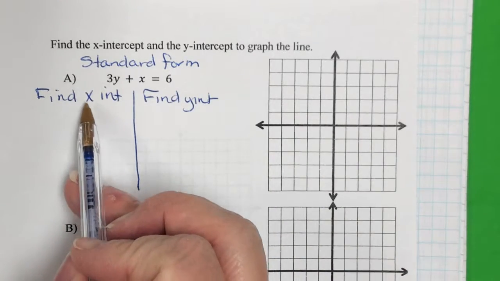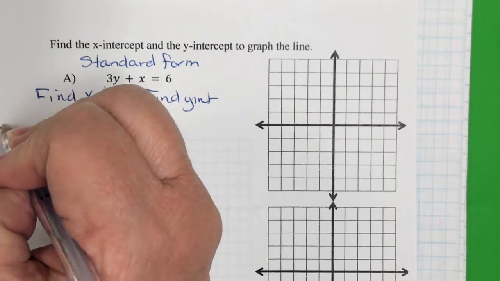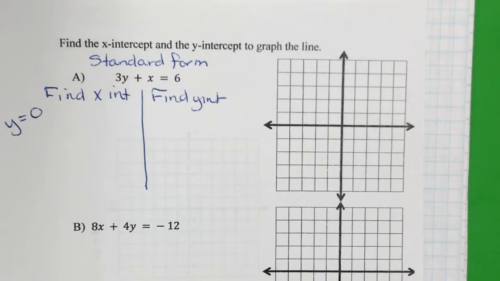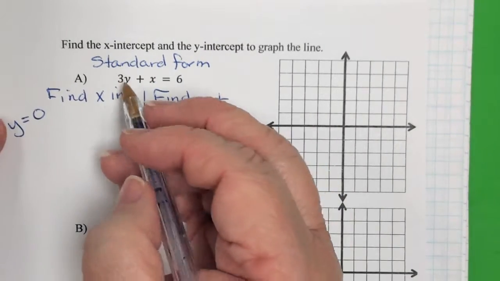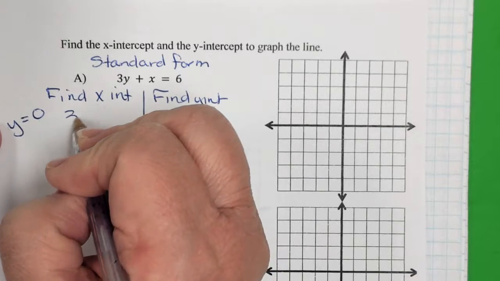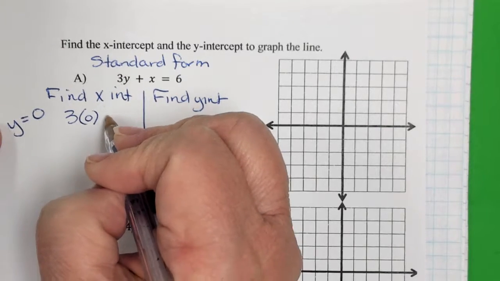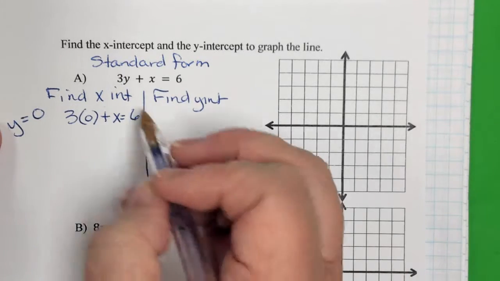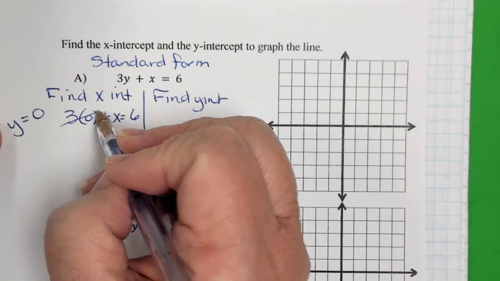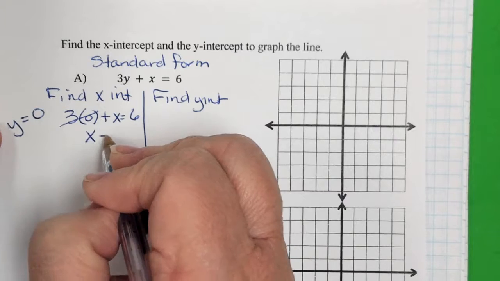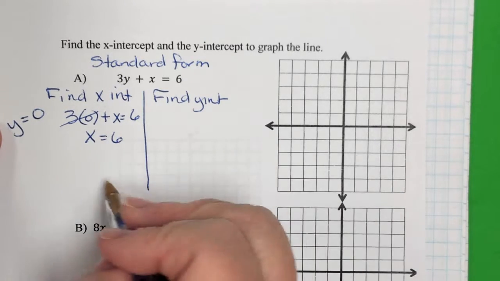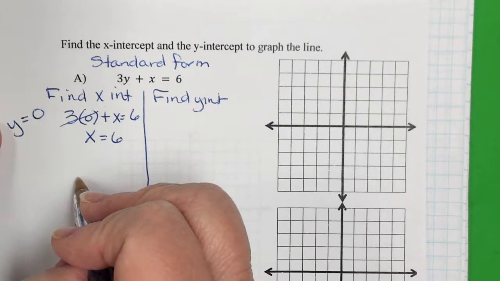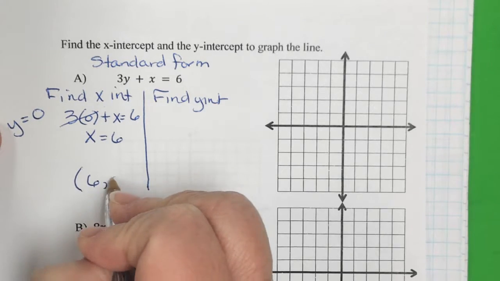When we're looking for the x-intercept, y equals 0. So taking this equation, 3 times 0 plus x equals 6. 3 times 0 is 0, which leaves you x equals 6. There's nothing else to solve because x is by itself. Our ordered pair is 6, 0.